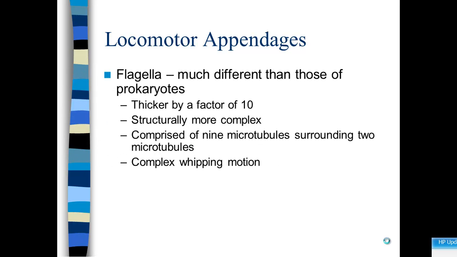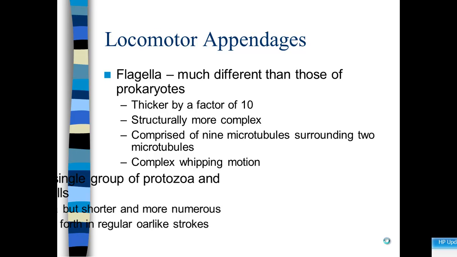Eukaryotic cells have flagella. However, they're different. They're larger than prokaryotes. They're structurally more complex. They're made out of microtubules. You may remember microtubules as one of the structures in the cytoskeleton for eukaryotic cells. And flagella are comprised of 9 microtubule bundles surrounded by 2 microtubules. And instead of rotating like prokaryotic flagella, eukaryotic flagella whip. So write that down. Prokaryotic flagella move like a propeller. Eukaryotic flagella whip. Okay.